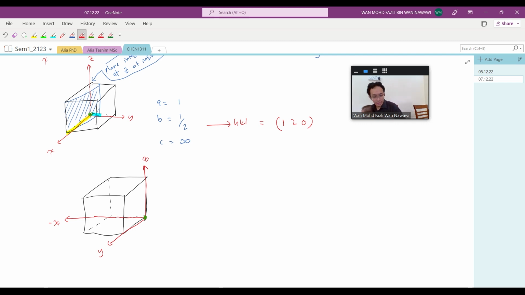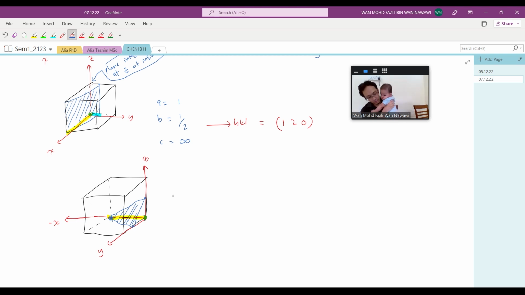Now let's say I have something like this, I put half of this, and I have the plane there. Now we can look one by one. We look at the length on the X axis. You can see it intersects here. But the problem now is that X is a negative axis.